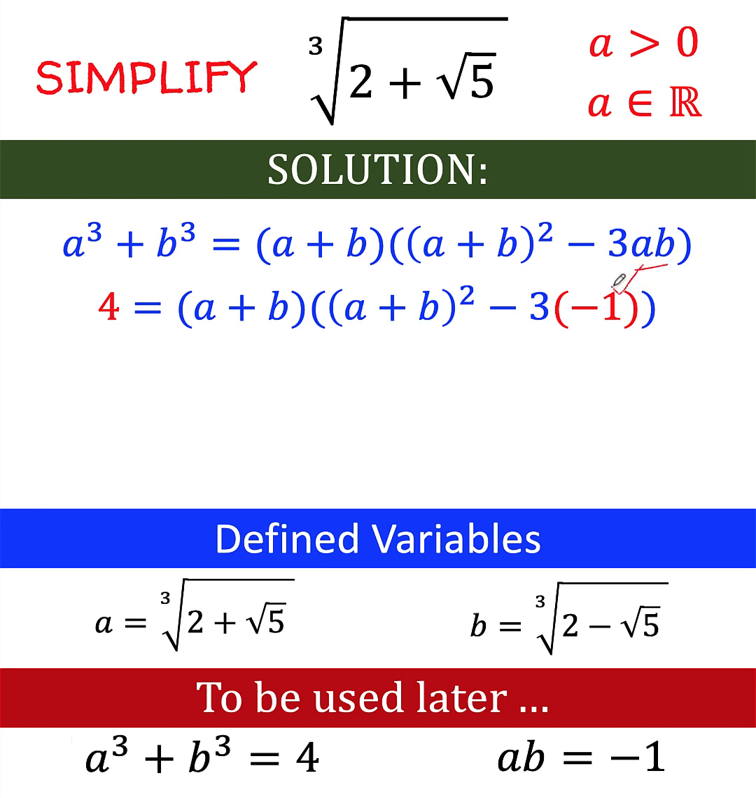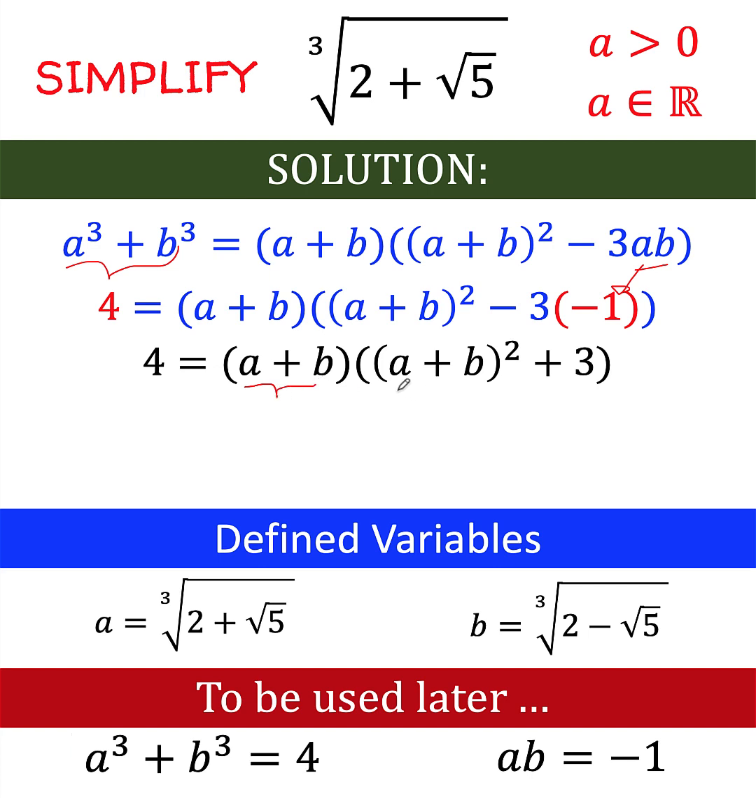So this ab is now negative 1. This a cubed plus b cubed is now equal to 4. All the rest are just copied. And we simplify. Negative 3 times negative 1 is equal to positive 3. Then at this point, another problem that we have so far is we have a plus b here and another a plus b whose value we do not know.